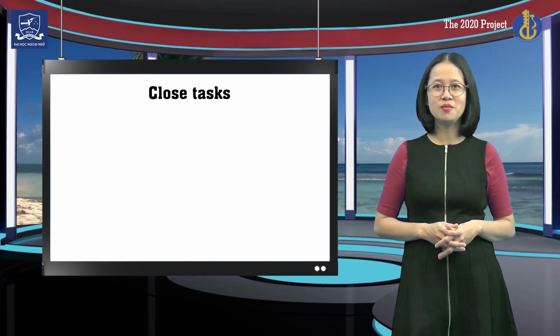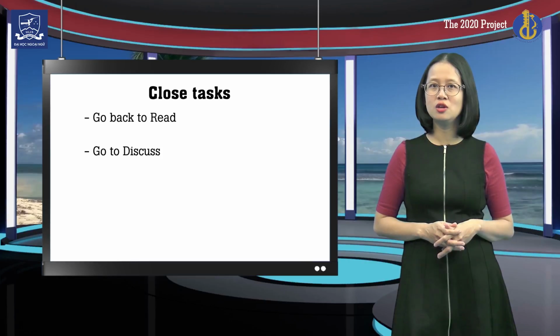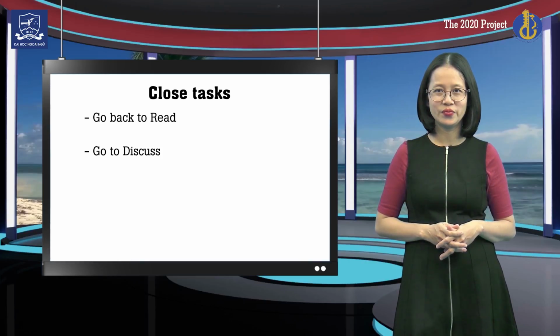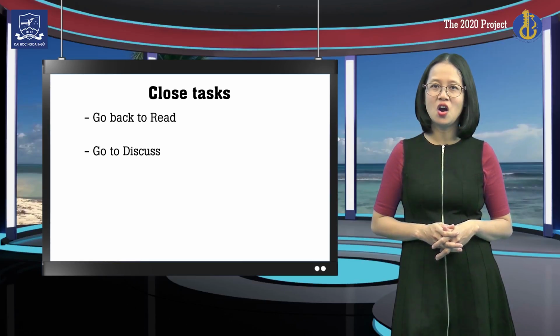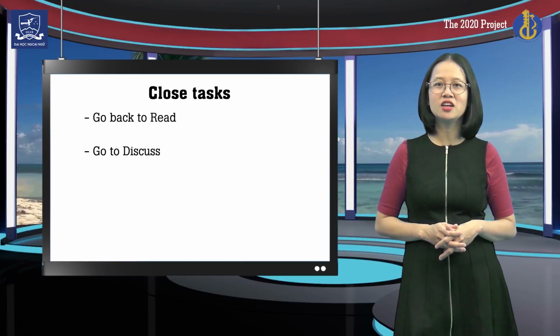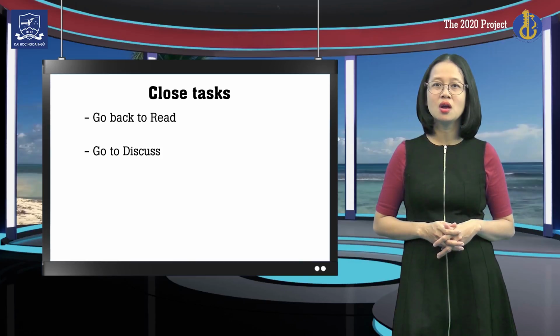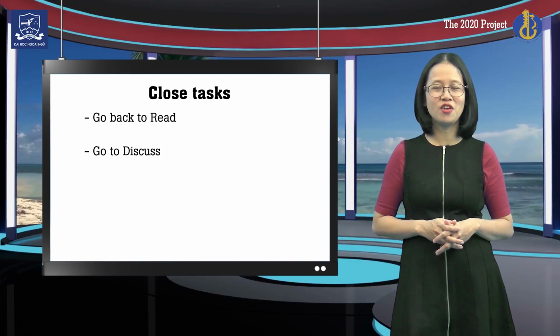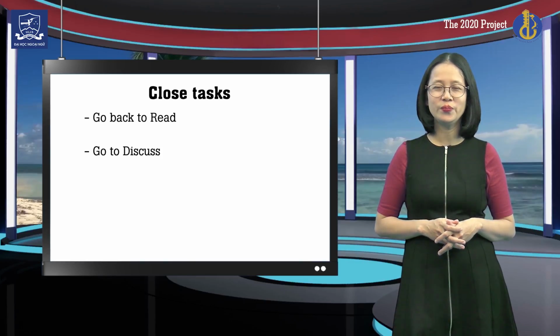In today's lecture, we have presented different closed tasks as described by Willis, 1996. They are listing tasks, ordering and sorting tasks, and comparing tasks. We hope that the information we have provided is useful for you.